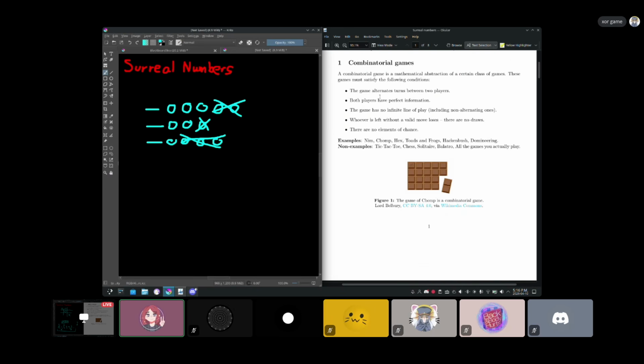We're alternating turns, everyone has perfect information because the game state is just how many rocks there are on each pile, and that's all public knowledge. There's no infinite line of play. That's certainly true if we're playing with a finite amount of rocks. There are also generalizations to infinite amounts of rocks, but those also do satisfy that condition. We are playing with the convention that whoever is left without a valid move loses, and there's no element of chance whatsoever. So again, I'm not gonna dive too deep into these examples. I'm mostly just name dropping.